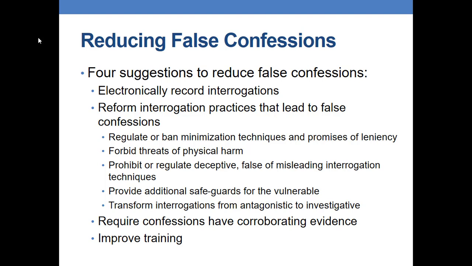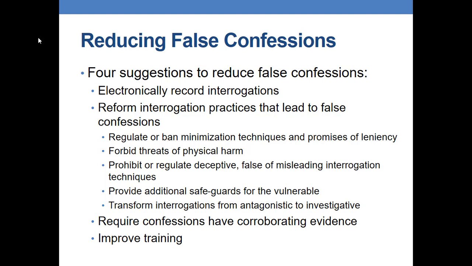Another strategy to reduce false confessions is to require all confessions to have corroborating evidence. Detectives should make a practice of comparing the fit of the suspect's confession to the crime facts to ensure that the suspect's statement is corroborated by independent evidence. A false confessor's narrative, their accounting of events, will have guesses and errors and will be either inconsistent with or contradicted by available evidence.